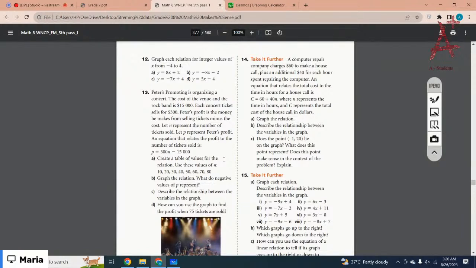Graph the relation. Describe the relationship between the variables in the graph. Does the point (1, 120) lie on the graph? What does this point represent? Okay, C equals 60 plus 40n.